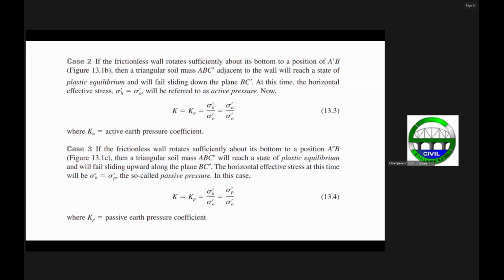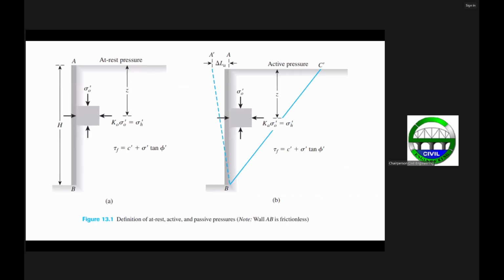Now, for the second case, the frictionless wall rotates sufficiently about its bottom to a position of A prime B. That's this, this is now your A prime B. From the initial vertical position of the frictionless wall, the wall now has some movement of, say, delta L sub A. A means active. So from AB, you now have movement to A prime B.